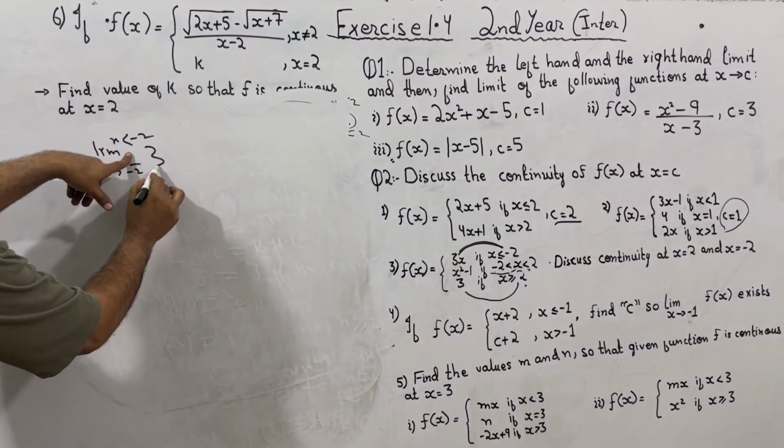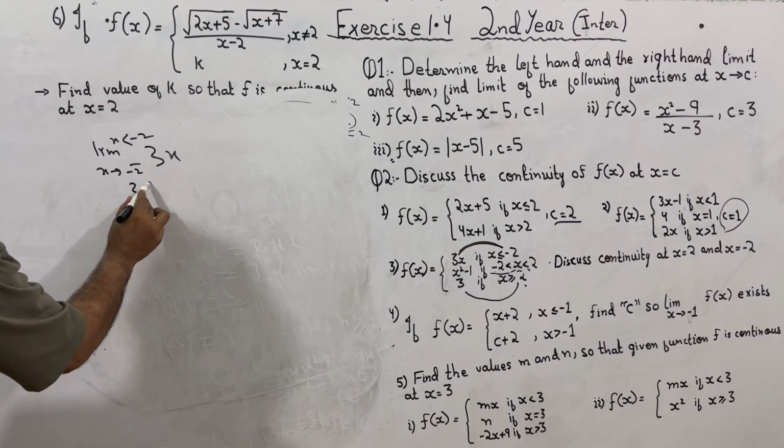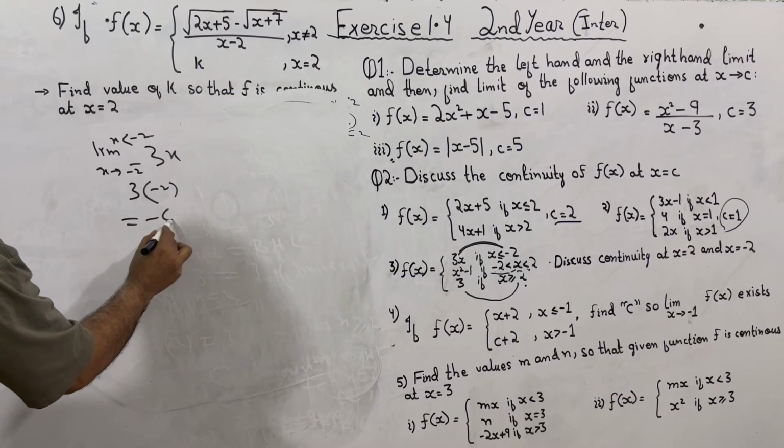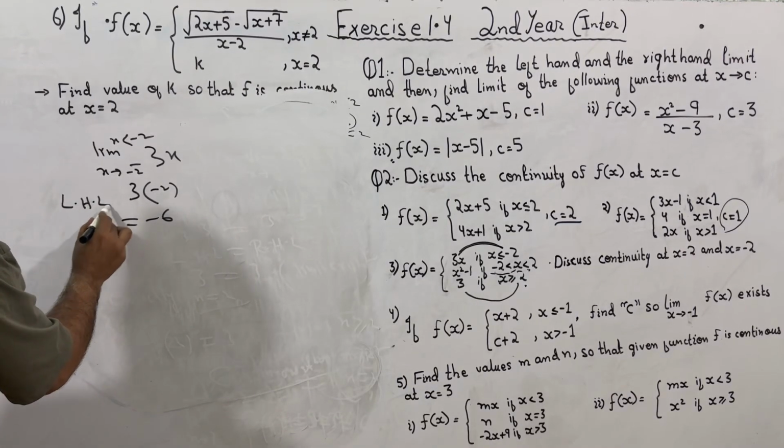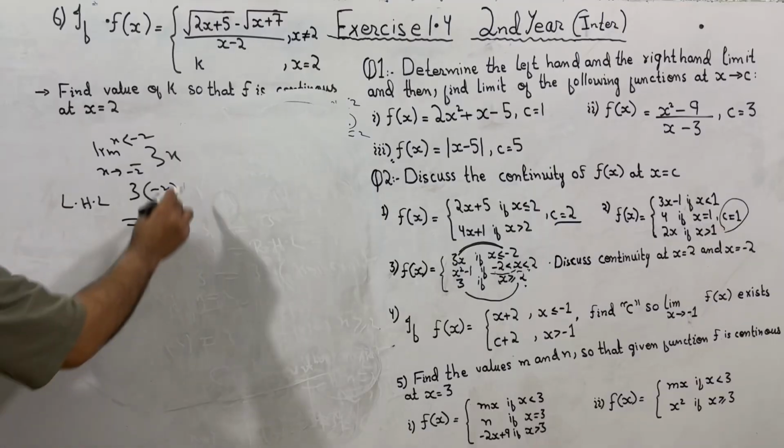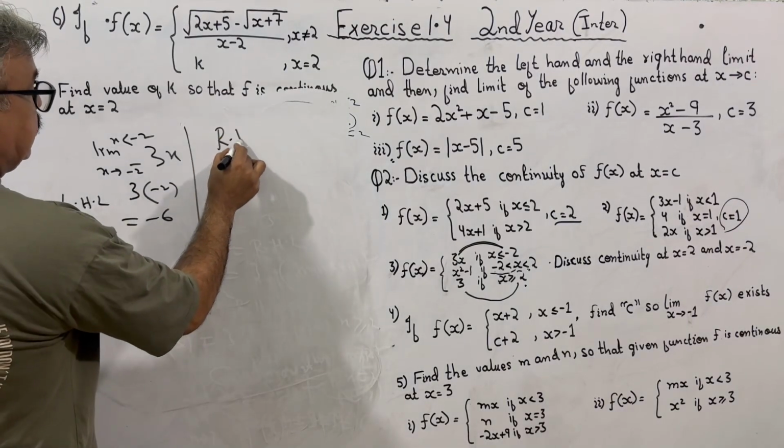So this is our 3x. Put minus 2 instead of x, it becomes minus 6. So our left hand limit at x equal to minus 2 is minus 6. What about the right hand limit at x equal to minus 2?